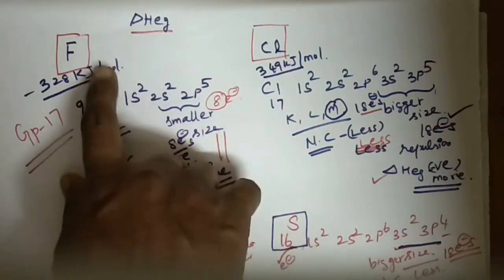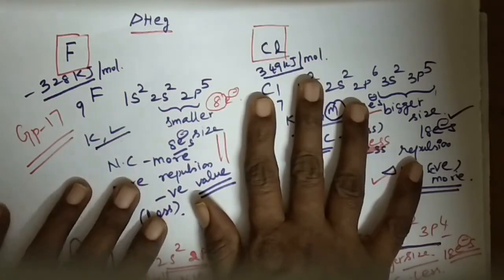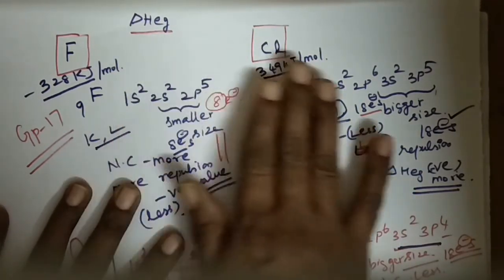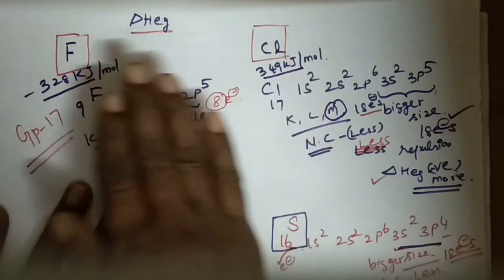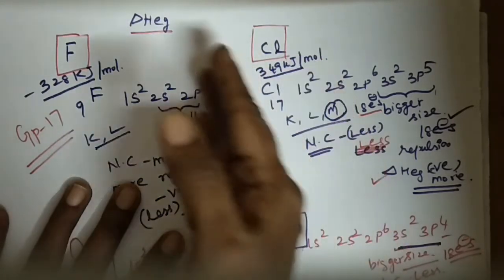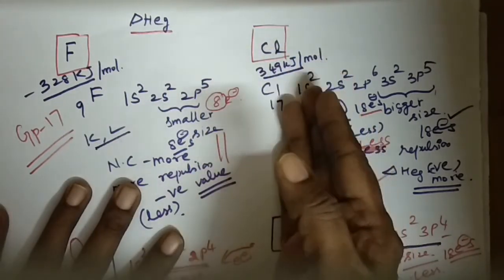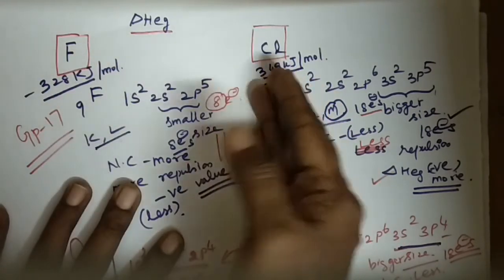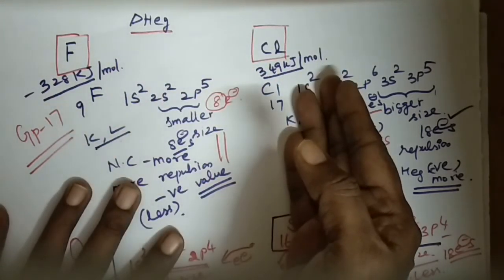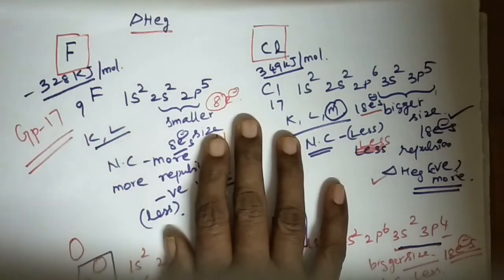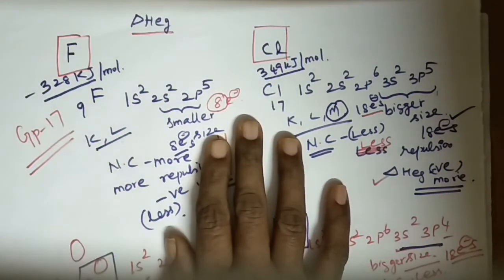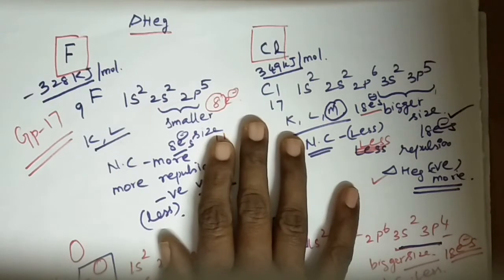We are going with fluorine and chlorine, the delta H eg value becomes more when you compare fluorine and chlorine. Down the group it has to decrease, but between fluorine and chlorine there is an anomalous behavior. What is that anomalous behavior? Why is it so? That we are going to see. Okay, that is what I have written down and I am going to show it to you.